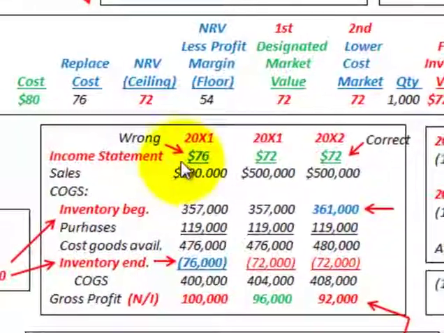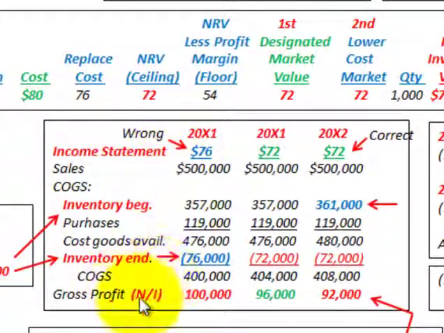Now let's look at what happens if we choose the wrong value. In this case, by mistake, we're going to just take the replacement cost and use it to determine our gross profit, and that's the wrong amount. We should be using the lower of cost or market value at $72. This is the correct amount.